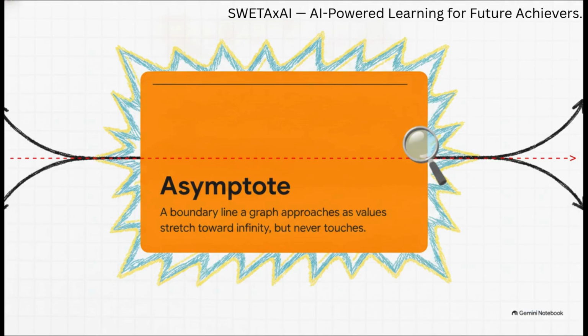But before we look at these specific wildcard graphs, we absolutely have to define their defining boundary, the asymptote. Think of an asymptote like an invisible electric fence. It's a boundary line that the graph eternally reaches for, getting closer and closer as the values stretch toward infinity, but it fundamentally never ever crosses or touches it.